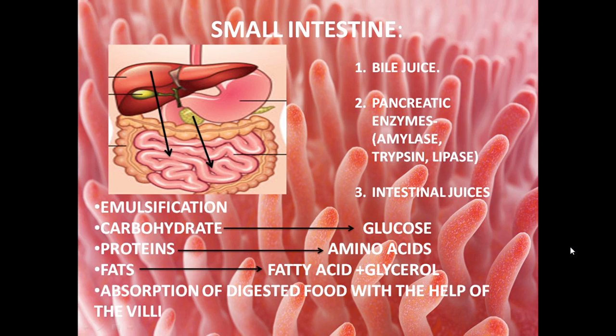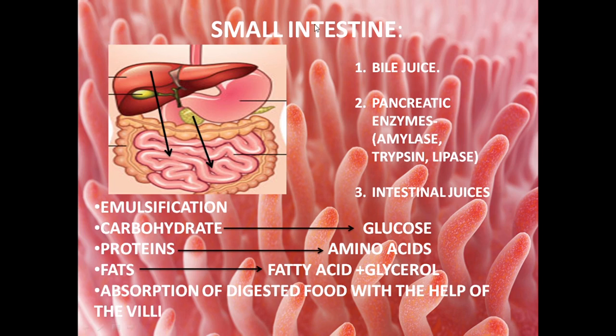Now, you can see here in the background wallpaper these finger-like projections. What are they? They are the villi, V-I-L-L-I. So, here in the small intestine, the complete digestion is occurring. Complete digestion of carbohydrate, protein and fat is accomplished here in the small intestine. So, absorption also begins in the small intestine. The absorption of digested food is with the help of the villi.